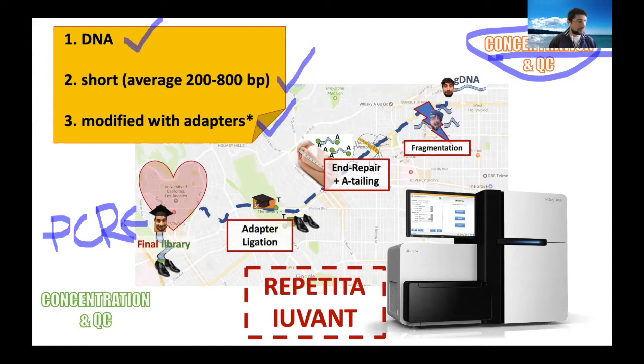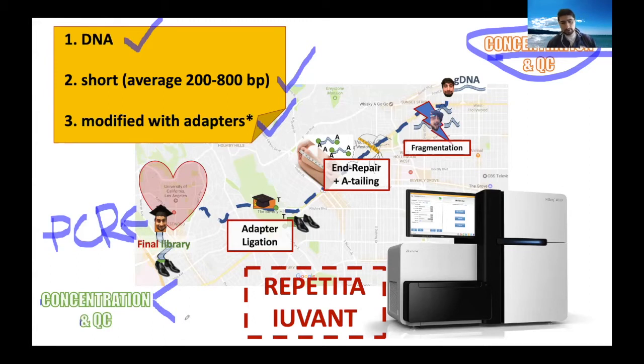But usually the adapters that these preps are using are full length, okay? So full length means that they have all the information that is needed for sequencing, okay? After we finish our preparation with or without PCR, we measure the concentration, and then we do the QC. If you remember, we usually measure the concentration with the Qubit, but you can also measure it through a qPCR method, okay?